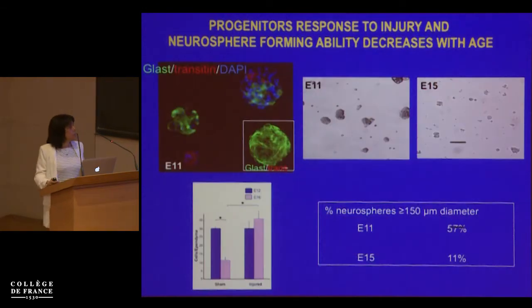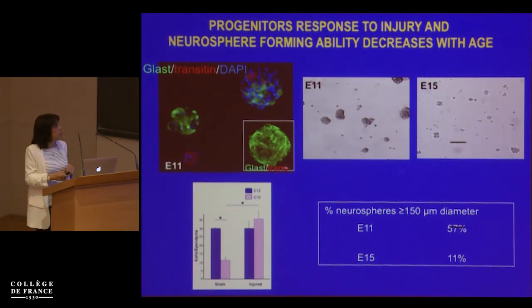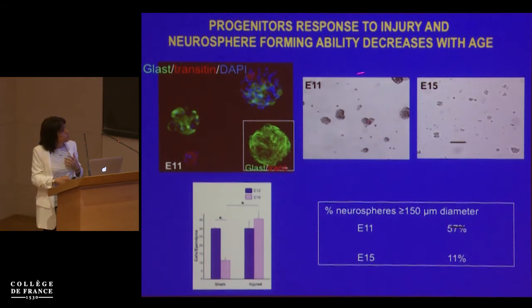We used, among other things, a neurosphere assay, and using different markers we see there is heterogeneity. But what is important to point out here is that the ability of forming these balls of stem cells changes dramatically between E11 and E15. So there is a change in the cells. And in response to injury, again, the neurospheres that we induce in injured spinal cord at the early stages are also of much larger diameter.